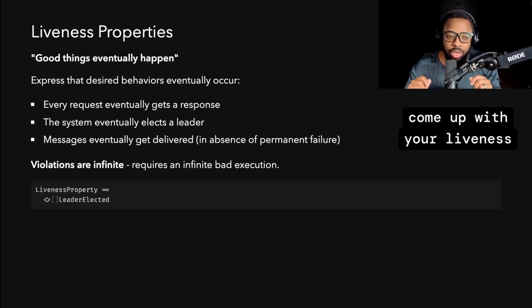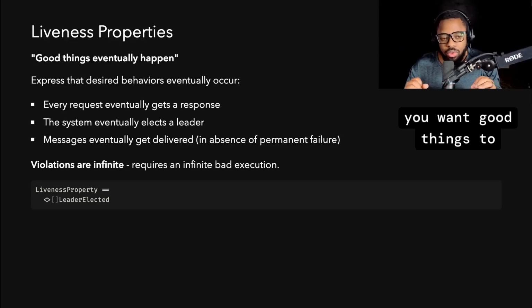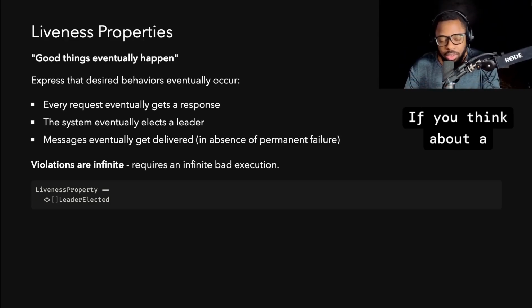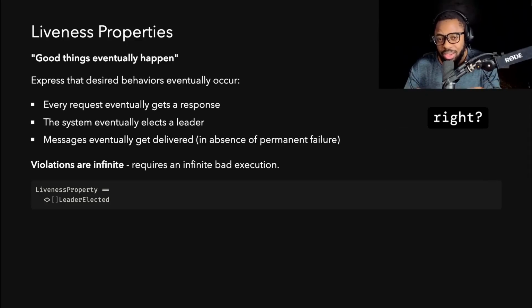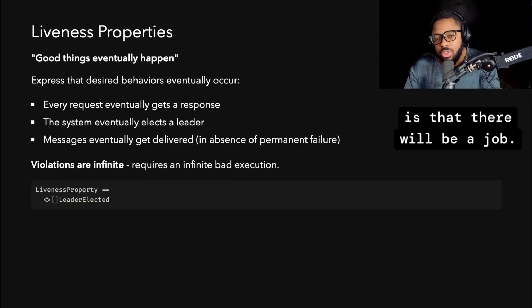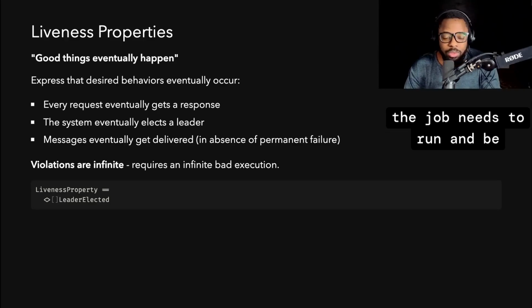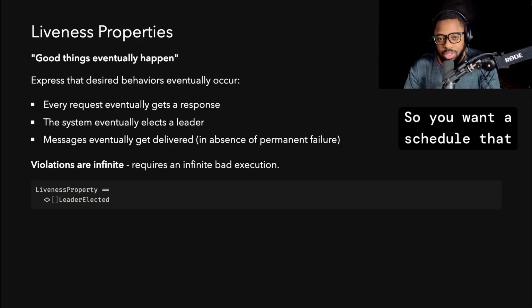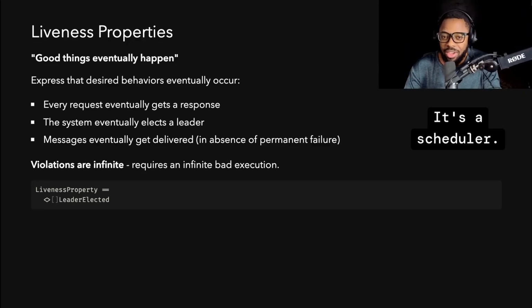with your liveness properties. And the way to remember liveness properties is, you want good things to eventually happen. If you think about a scheduler, right, you want a liveness property: the scheduler eventually schedules a job, if there is a job. The assumption here is that there will be a job posted at some point and it needs to be completed. The job needs to run and be completed. So you want a scheduler that eventually schedules jobs, right? Because that's its job. It's a scheduler.